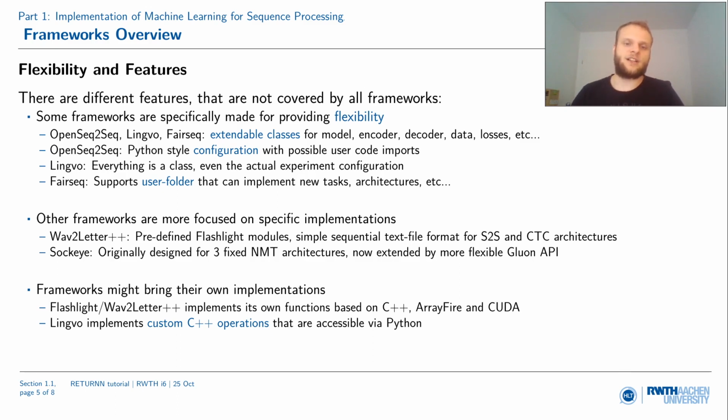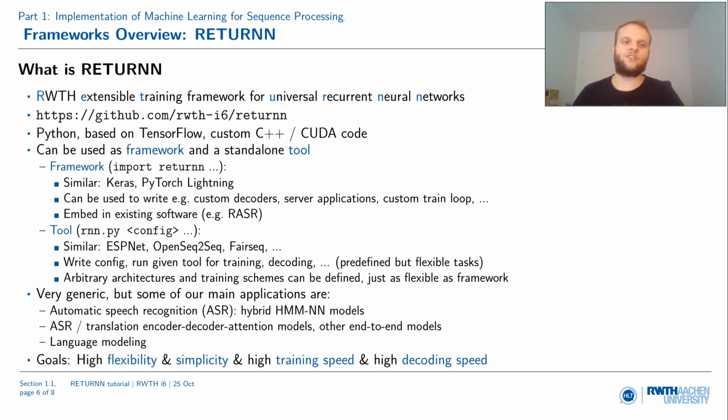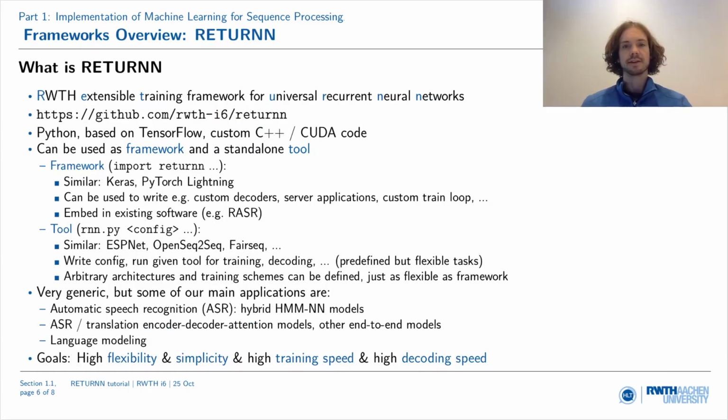So now my colleague Albert Zeyer will take over and introduce our framework, RETURNN. Hello, now it's me, Albert Zeyer. So what is RETURNN? RETURNN stands for RWTH Extensible Training Framework for Universal Recurrent Neural Networks. All the code is published on GitHub.